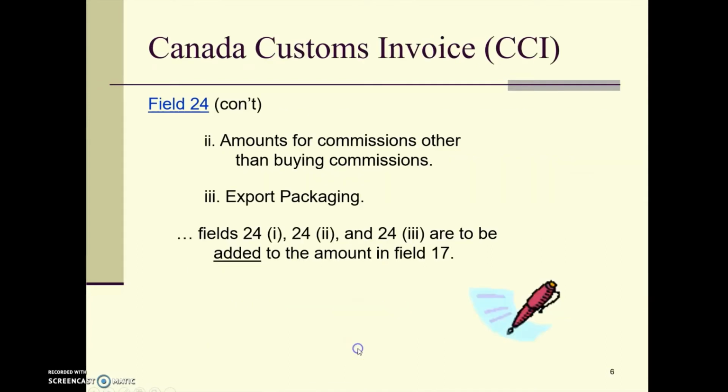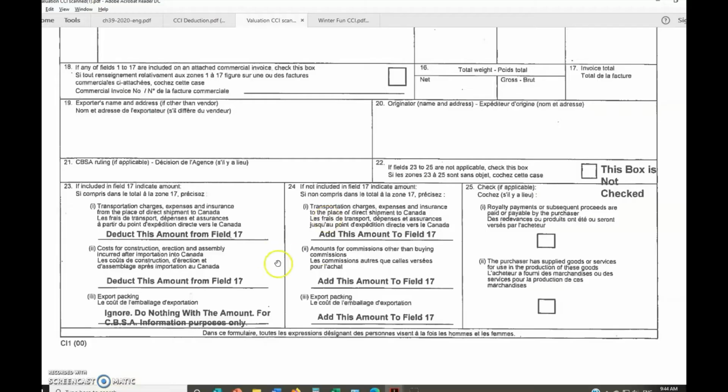All right, let's talk about field 24II. Amounts for commissions other than buying commissions. So this is if you paid somebody in another country to find and purchase goods for you, and you paid a company or a person in another country to do that work, you have to put the amount in here because you have to pay duty on that amount. Field 24III is export packing. If the export packing is not included in field 17, we have to add it to field 17 and pay duty on it.